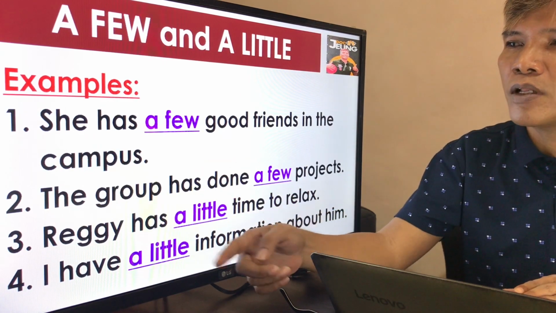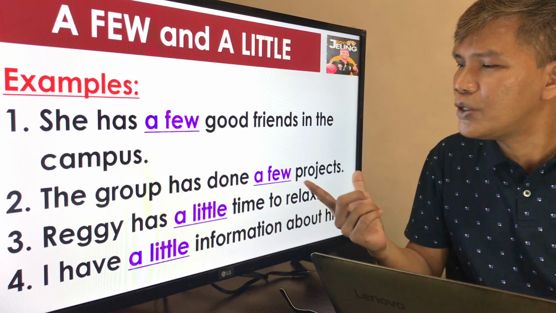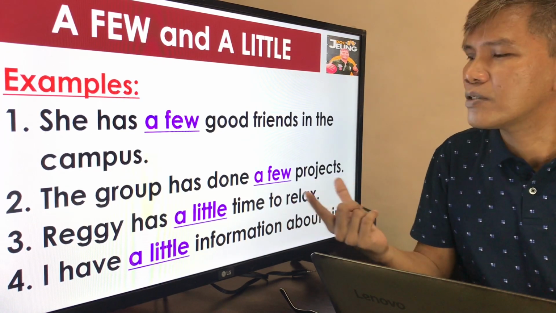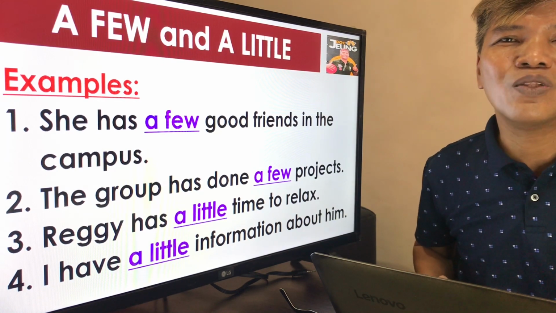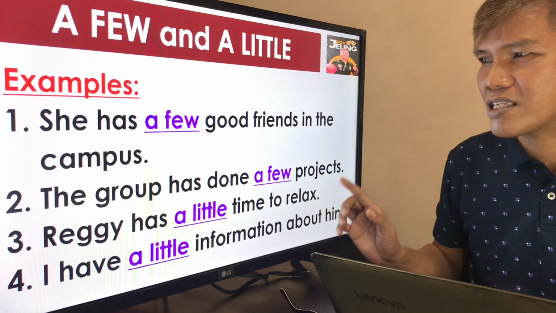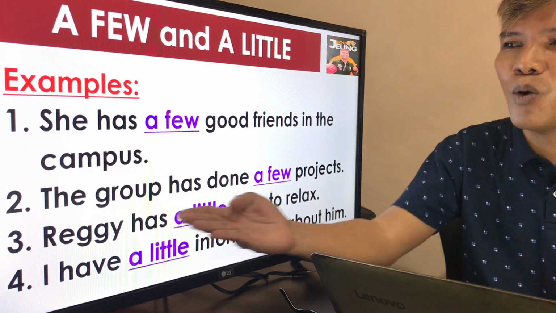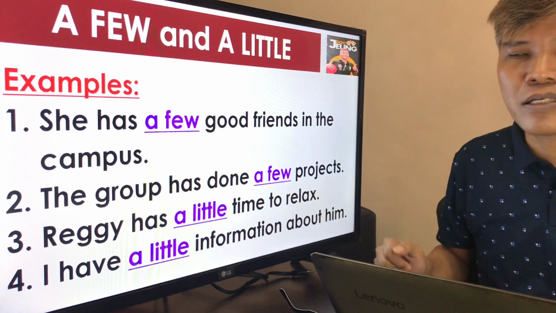Number 2, the group has done a few projects. What is the noun after a few? Projects. This is a countable noun. We can count projects, and it ends with s. That's why we have a few. So the sentence now is, the group has done a few projects.